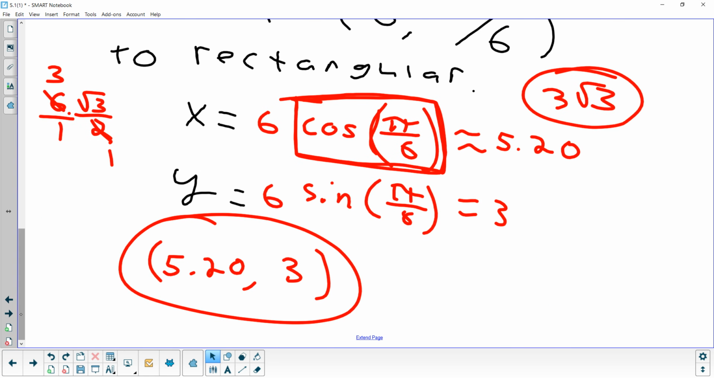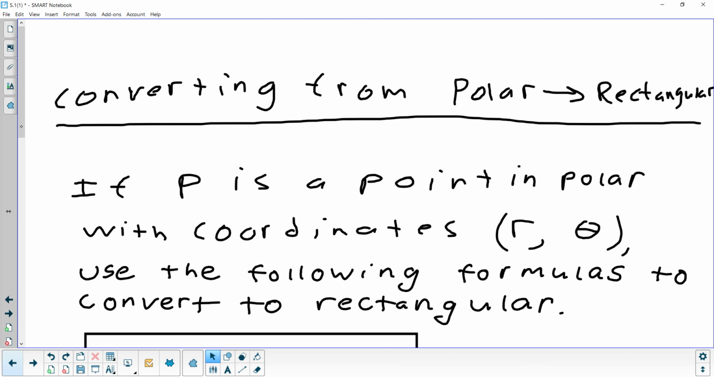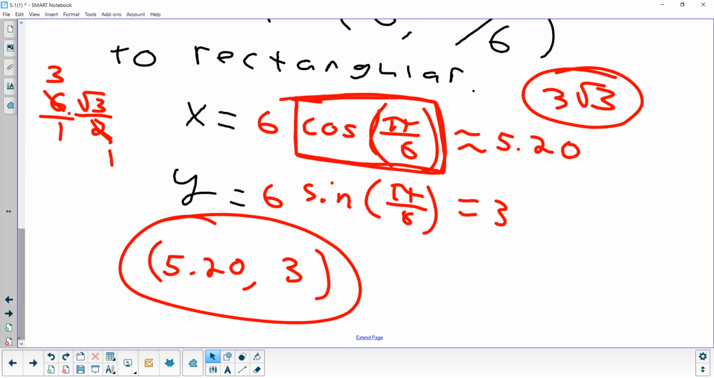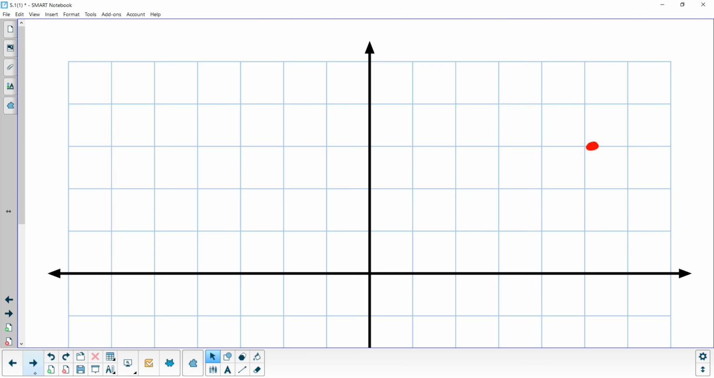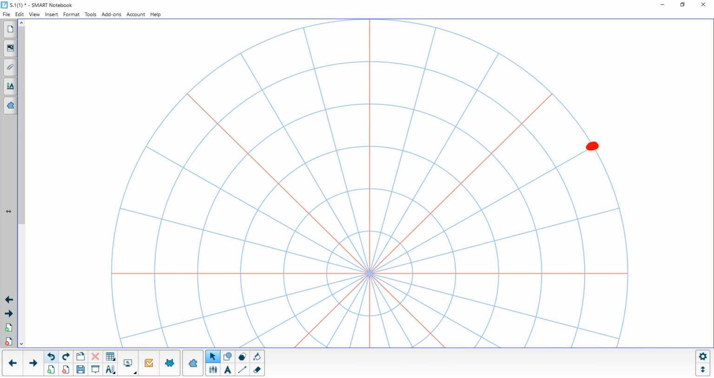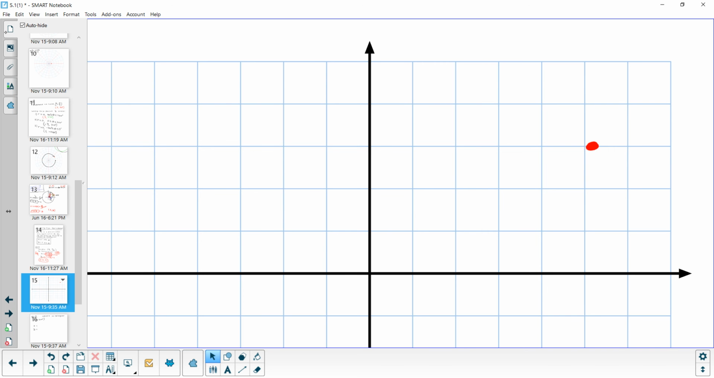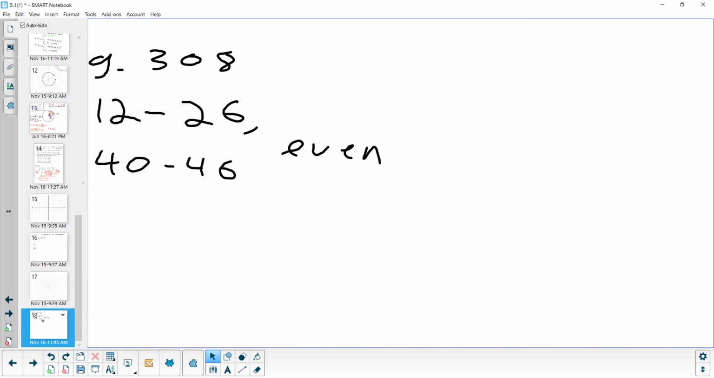Alright, so there's a way you can check it. You can't really check that in your notebook that way, but if you have a computer, you can check it. Alright, so any question on how we converted from that polar 6 comma pi over 6 to getting 5.2 comma 3? All right, and I think one more time, we just gotta look at that again. So there it is in polar, right? Boom, perfect. I mean 5.2, a little more than 5, it is perfect. That just made my whole day. It's a great way to start your day.